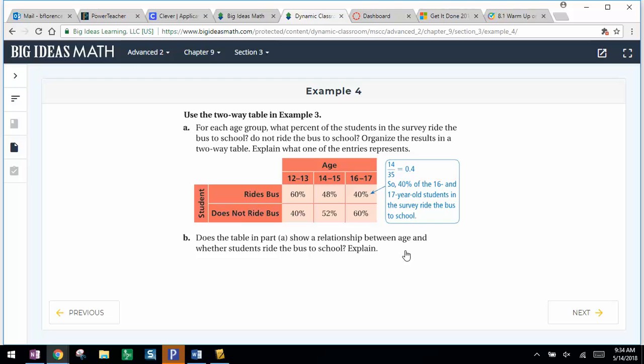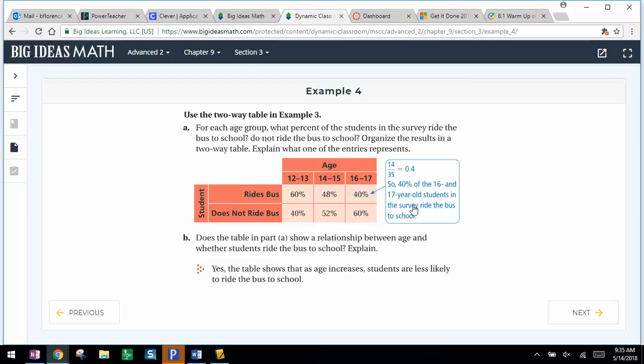Does the table in part A show the relationship between the age and whether the students ride the bus to school? Yes, the table shows that as age increases, students are less likely to ride the bus. So you'll notice that it does get less likely, probably because they're either driving themselves or getting a ride with an older sibling who might be doing that as well.